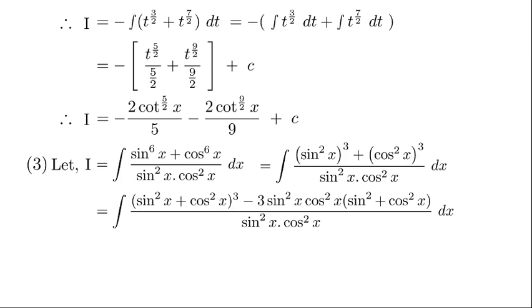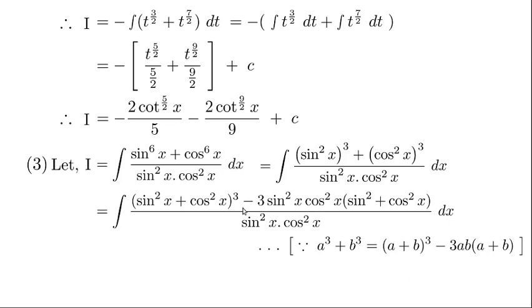And this is simply by using the formula a cube plus b cube equals a plus b whole cube minus 3ab into a plus b, because we can easily see that a plus b whole cube is a cube plus b cube plus 3ab into a plus b. So that is shifted to the right hand side and it gives this result.